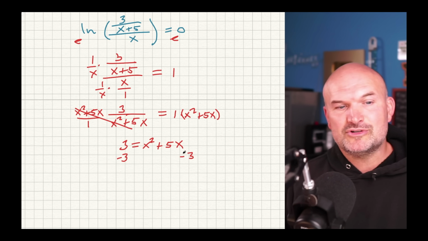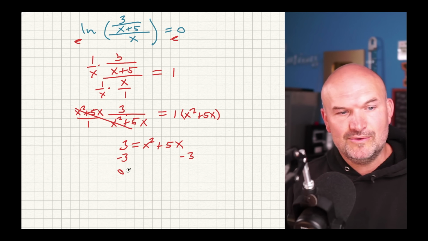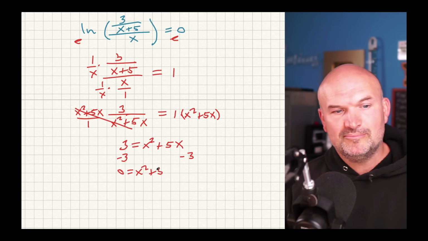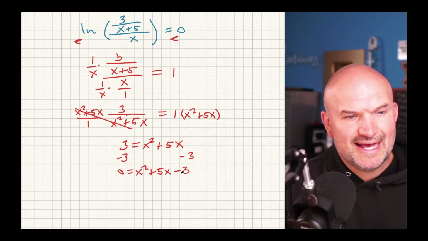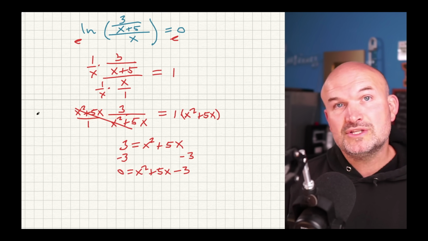So I'm going to go ahead and subtract a 3 on both sides, and I get 0 is equal to x squared plus 5x minus 3. Now I want to check quickly in my head, is it factorable? And unfortunately, it is not.